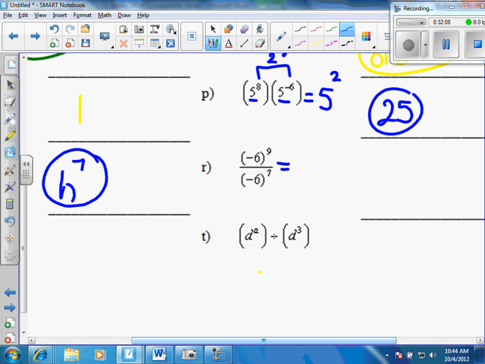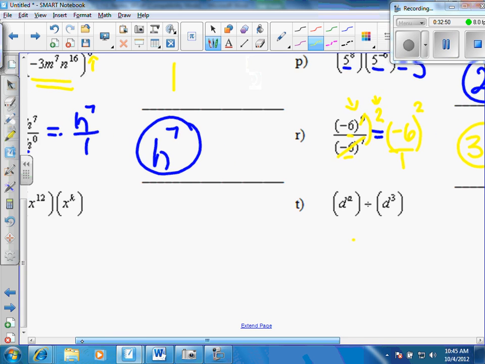So we have the same base of negative 6 here. So we have a division problem, so we're going to subtract the exponents. So 9 take away 7 is 2. So this becomes negative 6 squared, which is positive 36. Another way to think of that is there's more negative 6's in the numerator. So all 7 of these cancel out with 7 of those, and then there's 2 left. And you could think of it as divide by 1, but again, in our final answer, you don't want to leave a 1 in the denominator.